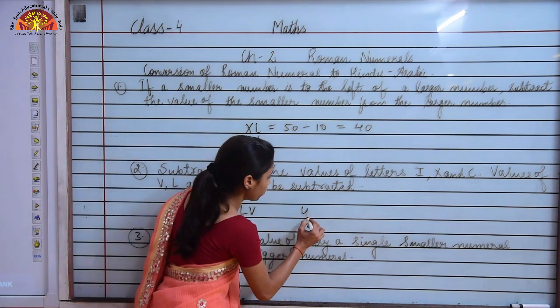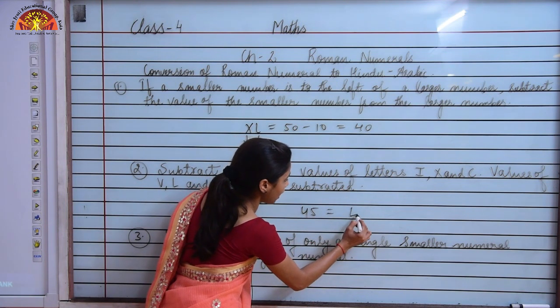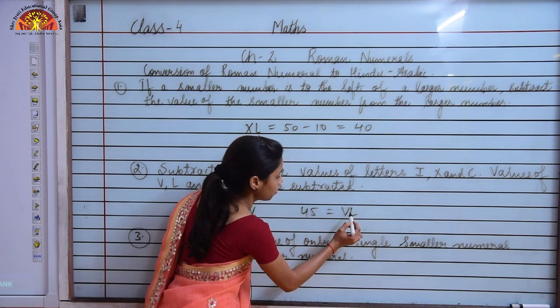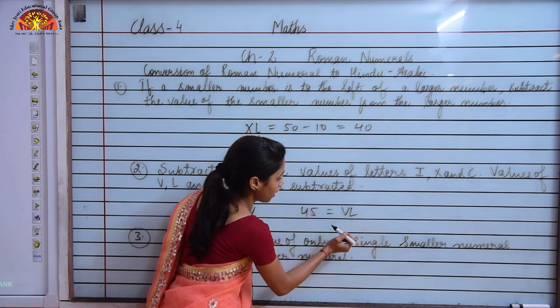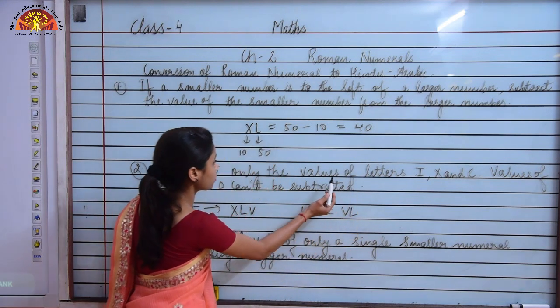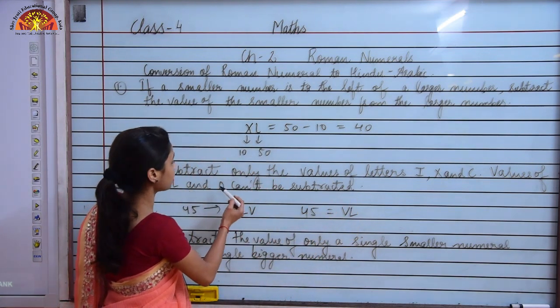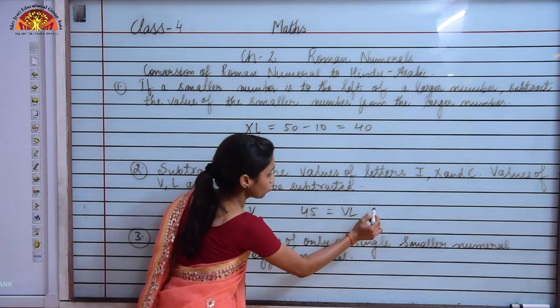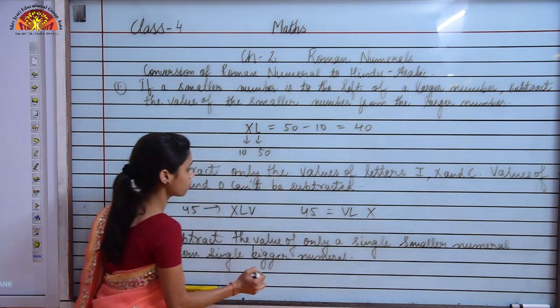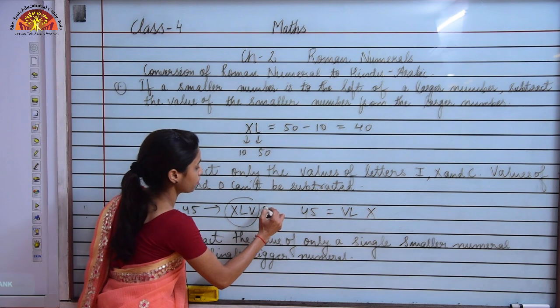I cannot write 45 like this, VL, means I cannot subtract V from L, because rule 2 says values of V, L and D cannot be subtracted. So this way of writing 45 is not correct and this way of writing 45 is correct.